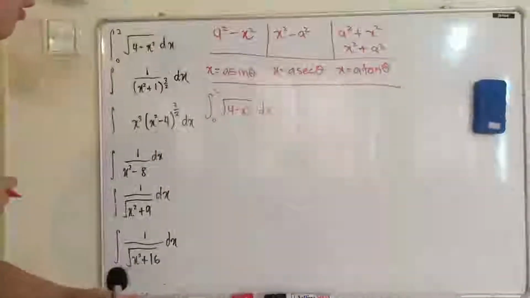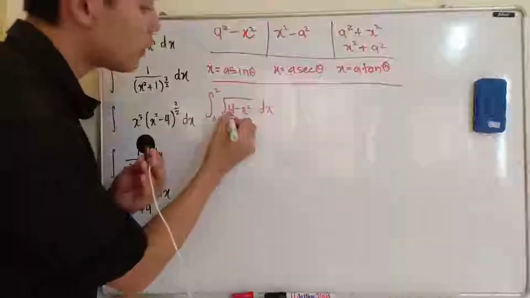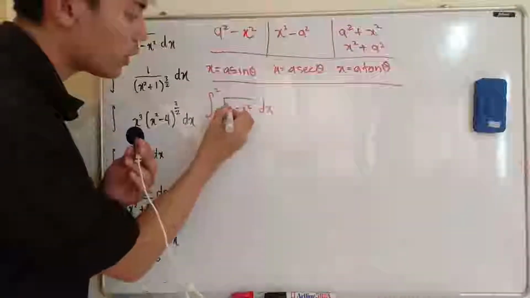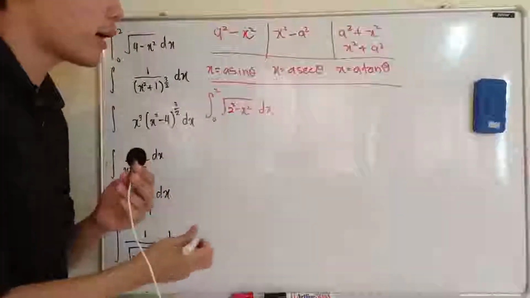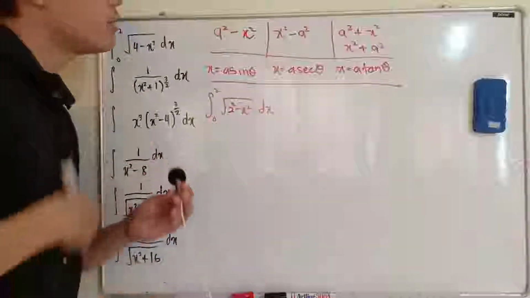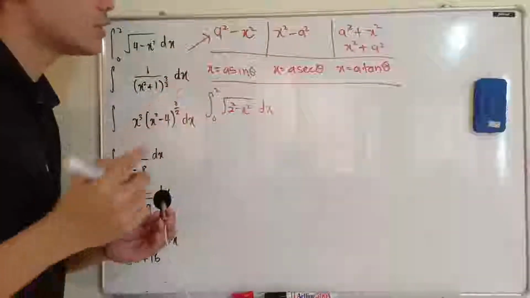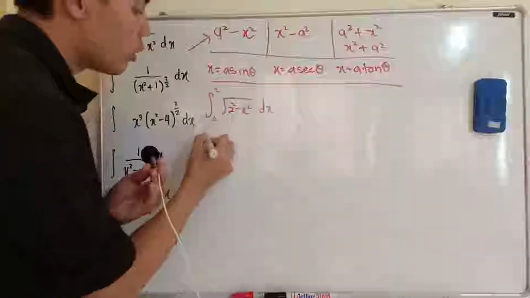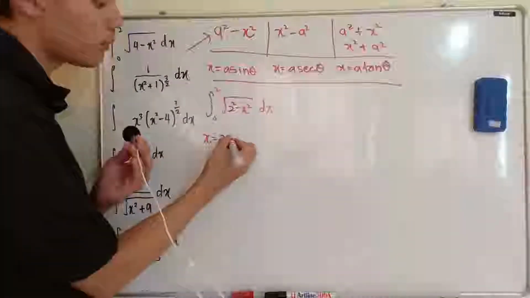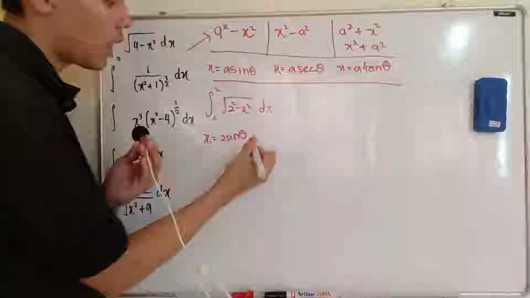Our first question is to integrate the square root of 4 minus s square ds from 0 to 2. You see over here your 4 is actually 2 square. So here you have constant square minus s square, and you're going to let your s become a, which is 2 sine theta.